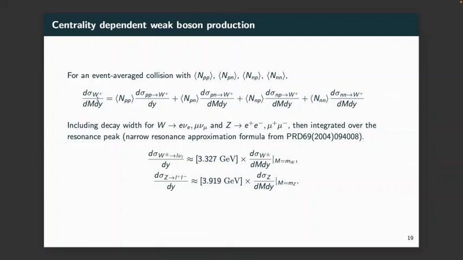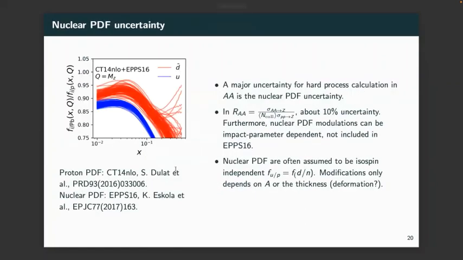To get some realistic numbers, we also include the decay widths of W to the electron and muon channels, and for Z the e+e- and mu+mu- channels, and then you integrate over the resonance peak. It roughly amounts to multiplying this formula by about 3 to 4 GeV and converting to the number of particle productions per unit rapidity. And then you start to consider taking all kinds of ratios to cancel some uncertainties.